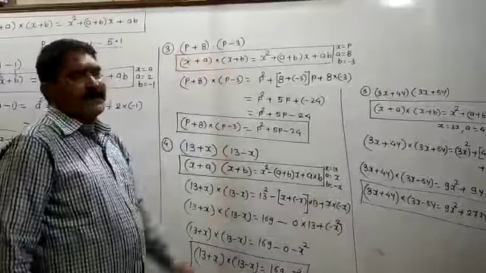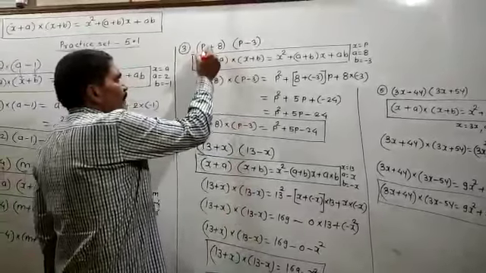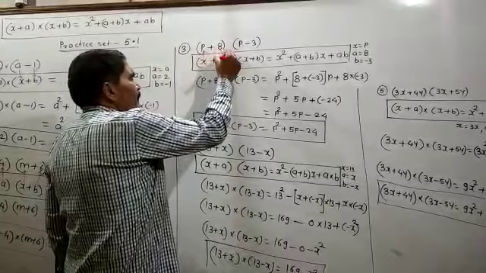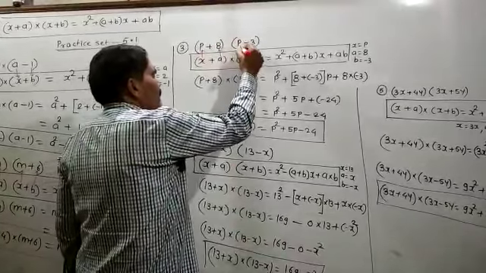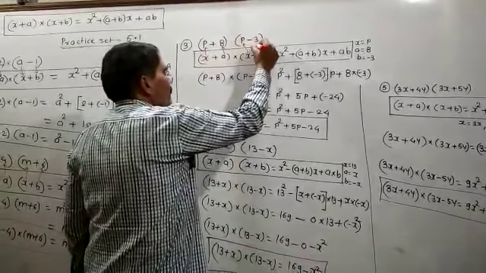Then you have to come to example number 3: (p + 8) and (p − 3). You have to utilize the formula. x is equal to p, a is equal to 8, x is equal to p, and b is equal to −3.